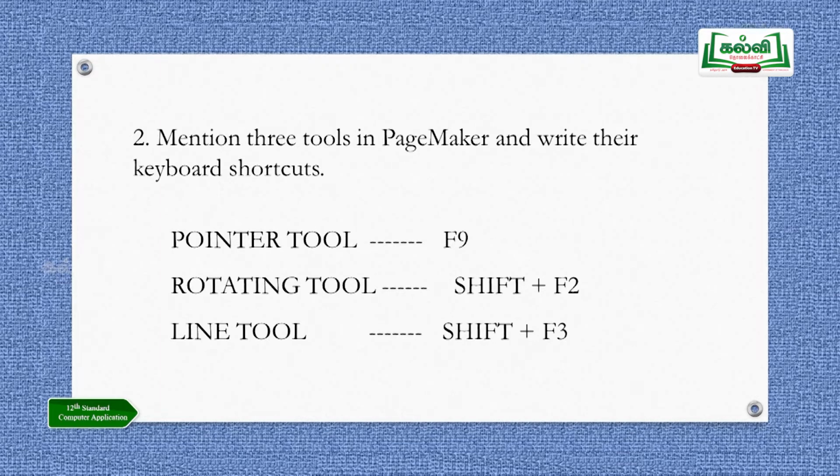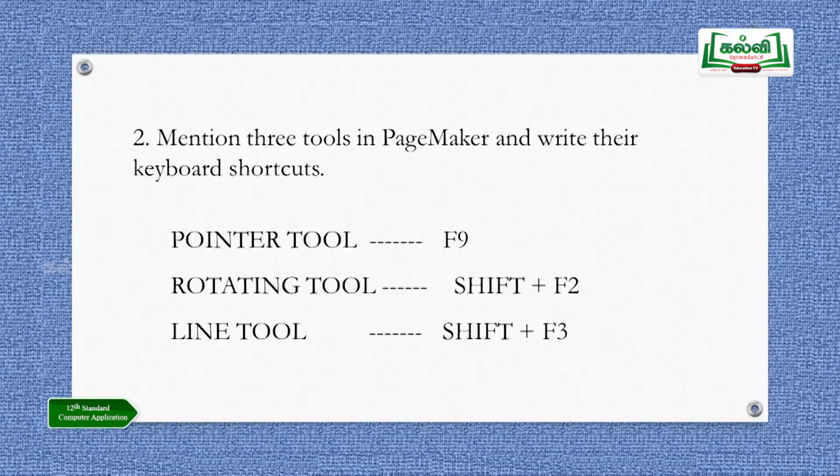Mention 3 tools in PageMaker and write their keyboard shortcuts. There are so many tools available. Again I am telling you, please remember, in the previous class, in the beginning itself I showed the image and I asked you to remember that image. I told you many bars are available: title bar, menu bar, and below that menu bar you have the toolbar. What is the toolbar? The toolbar will have various icons, images used to select various tools.